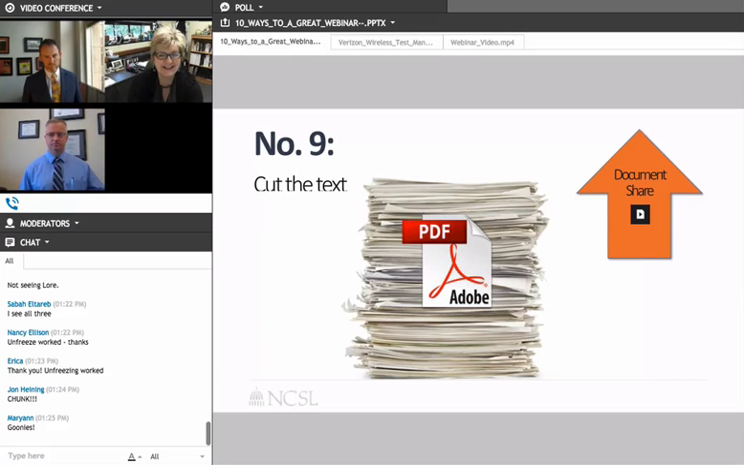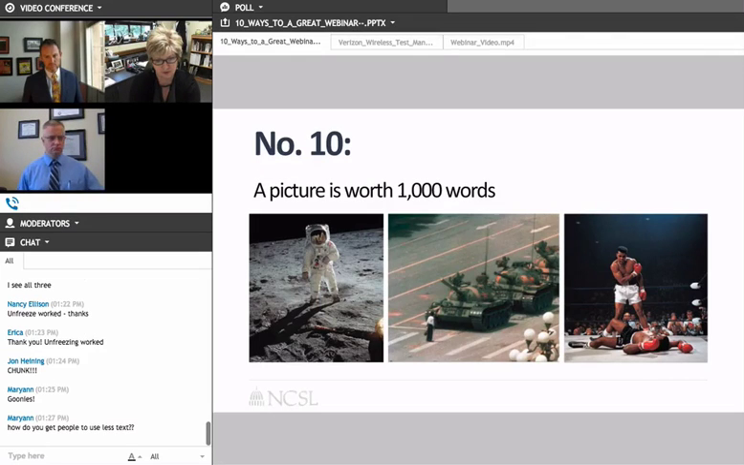Last but not least, a picture is worth 1,000 words. If you look at the screen now, you'll see all of these pictures, and we all know what those pictures are. They don't need any explanation. So certainly, if you can convey your information and if you can convey your thoughts through one picture on a slide while you're speaking to your audience, do it that way.